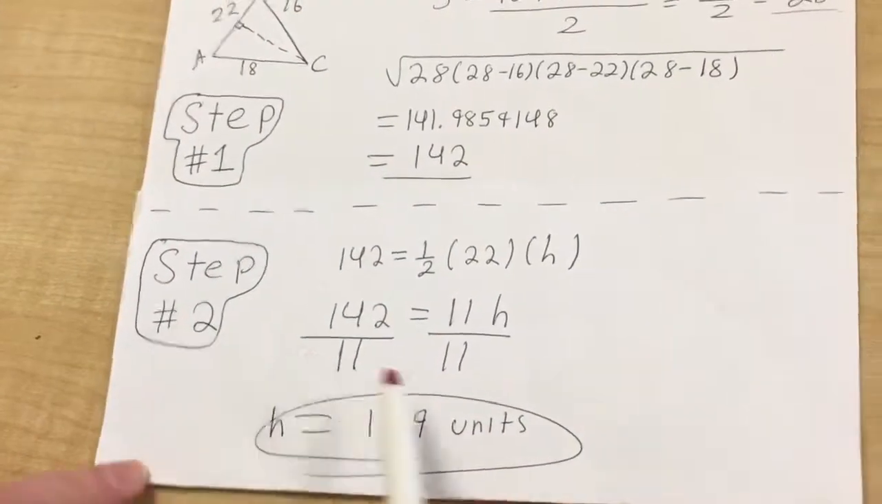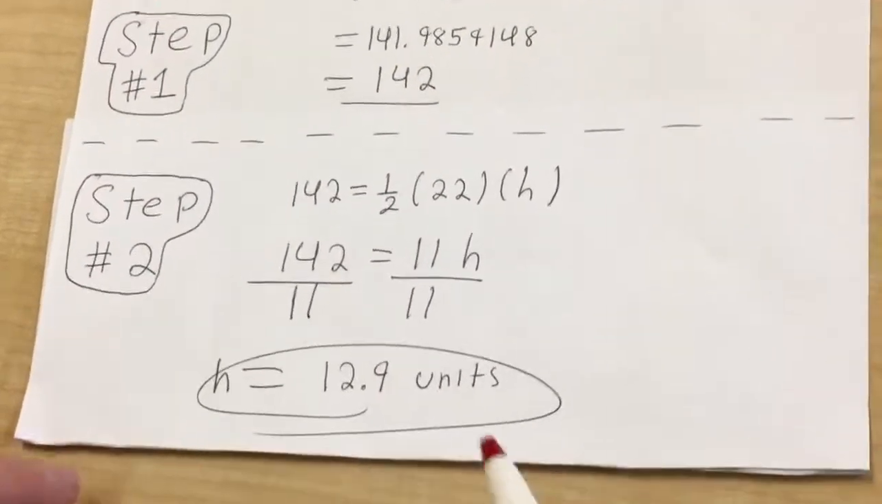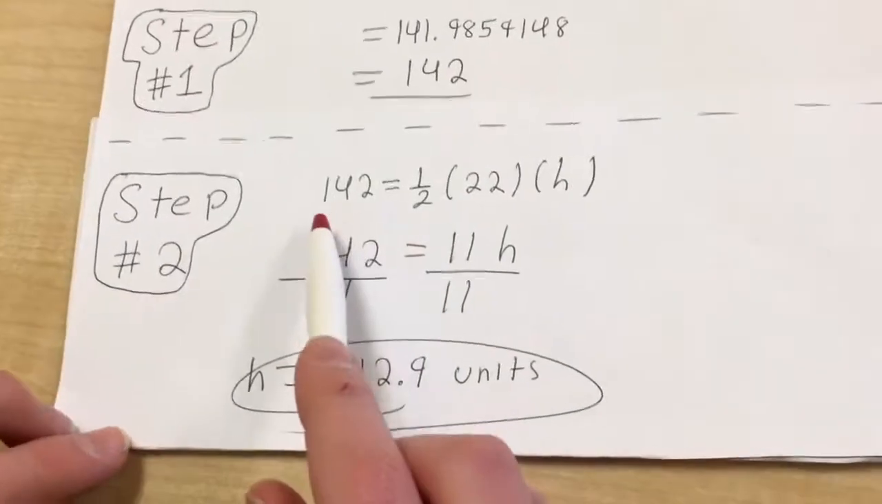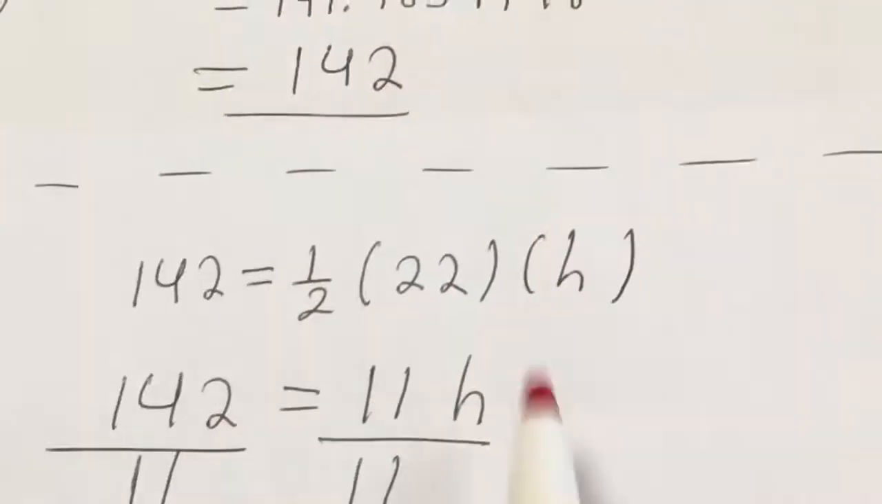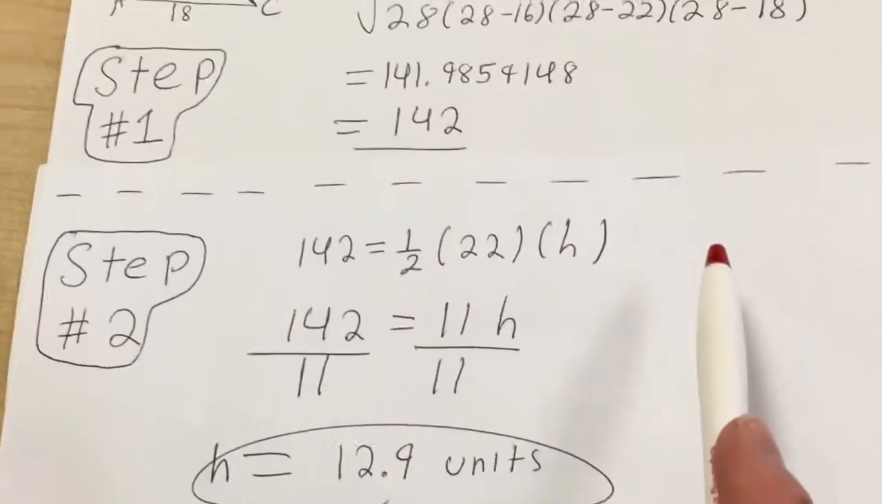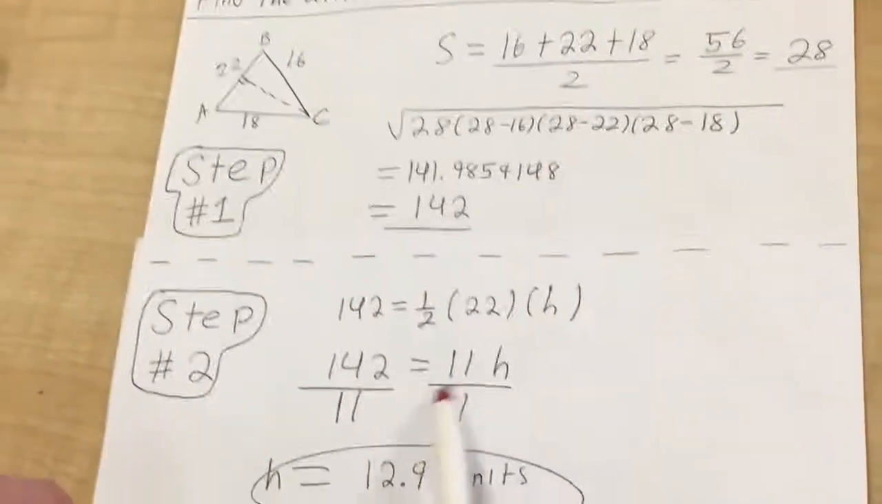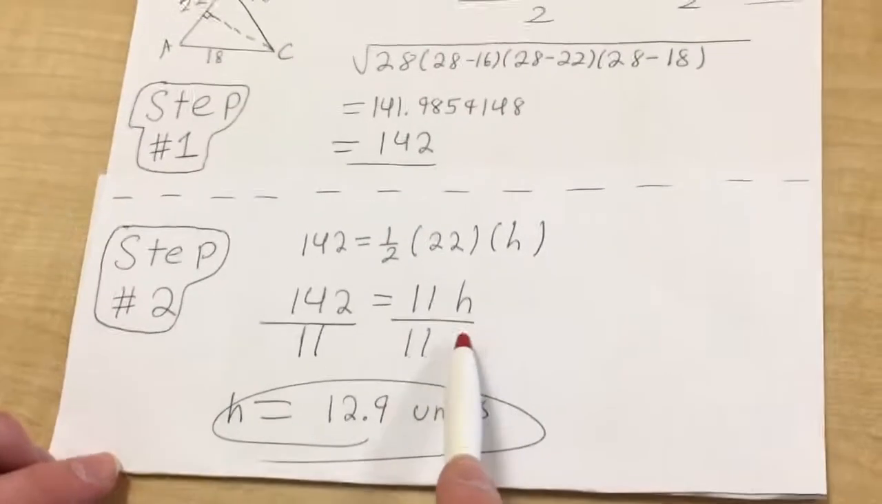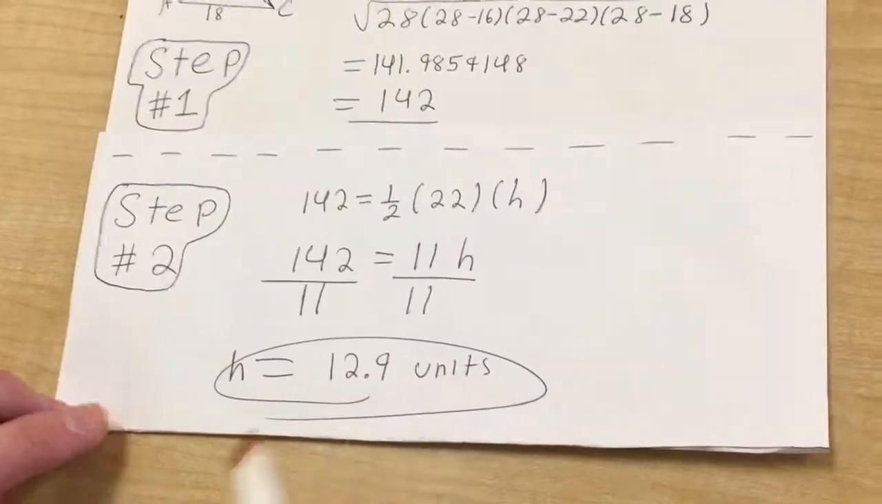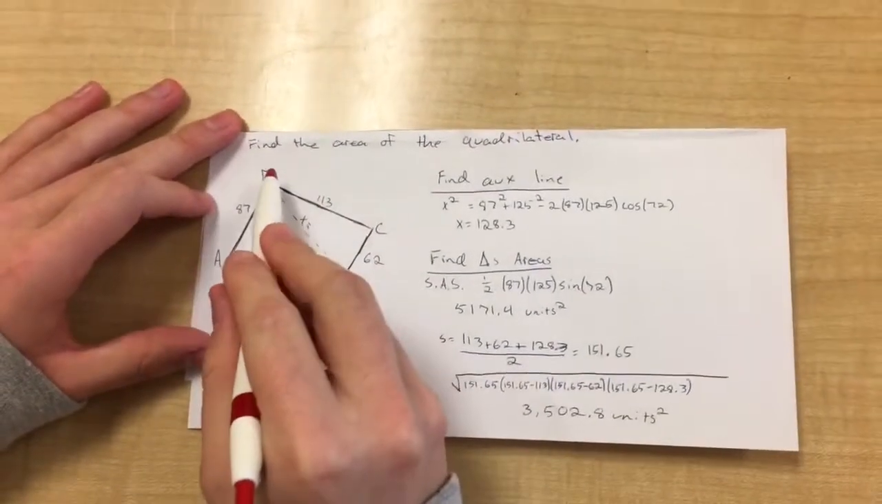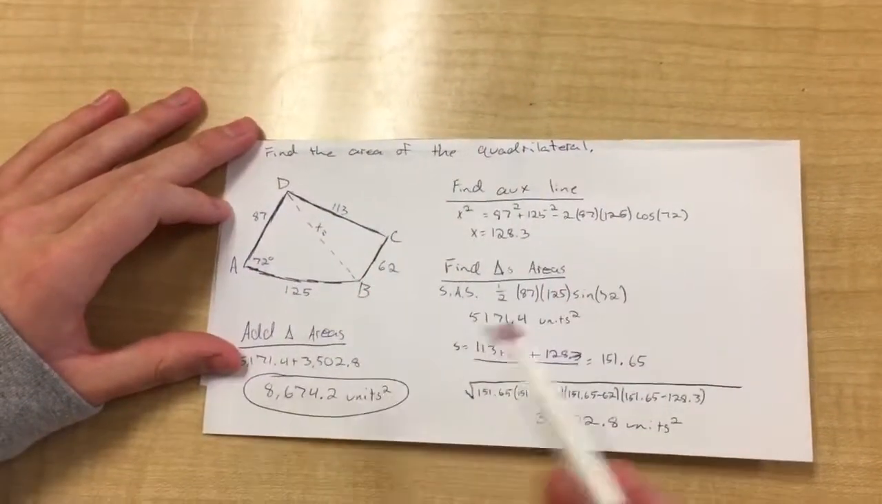So step 2, you're going to plug it into the 1/2 base times height. So you're going to have 142 equals 1/2 times 22, which is the base, times h, which is the height. 1/2 of 22 is 11, so you're going to get 11h. Divide by 11 to isolate the h on each side, and then you're going to get 12.9 units for the height.